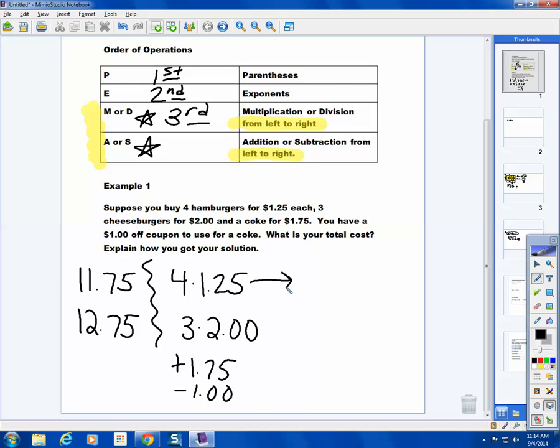Doesn't that turn out to be, is that 5 right there? 4 times $1.25 is 5. 3 times 2 was what value? 6. Okay. Then I got to add in $1.75, don't I? But I've got that coupon to get $1 off, so what are we going to subtract after this? We would subtract $1. So if I added these first 3 up and subtract $1, what total do you get?